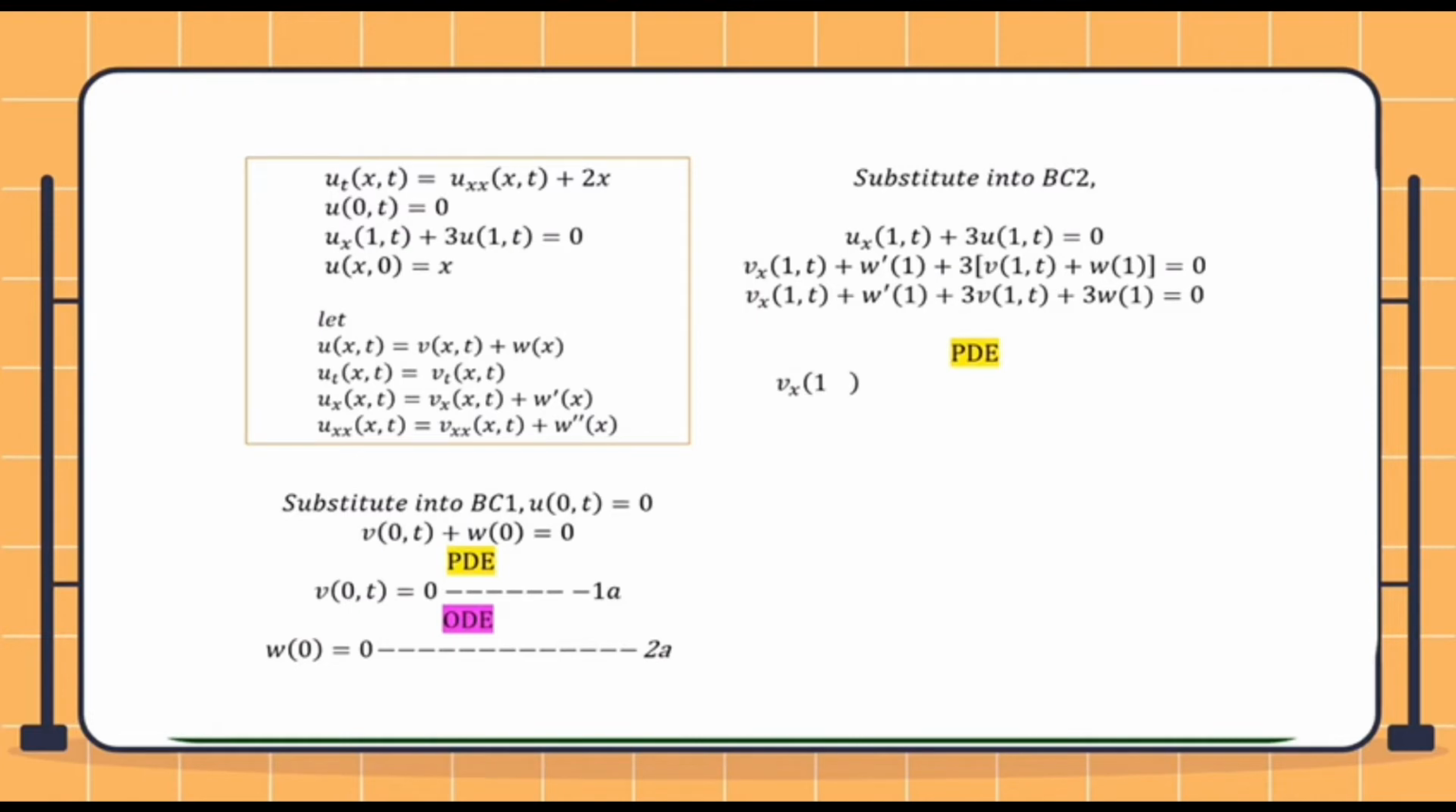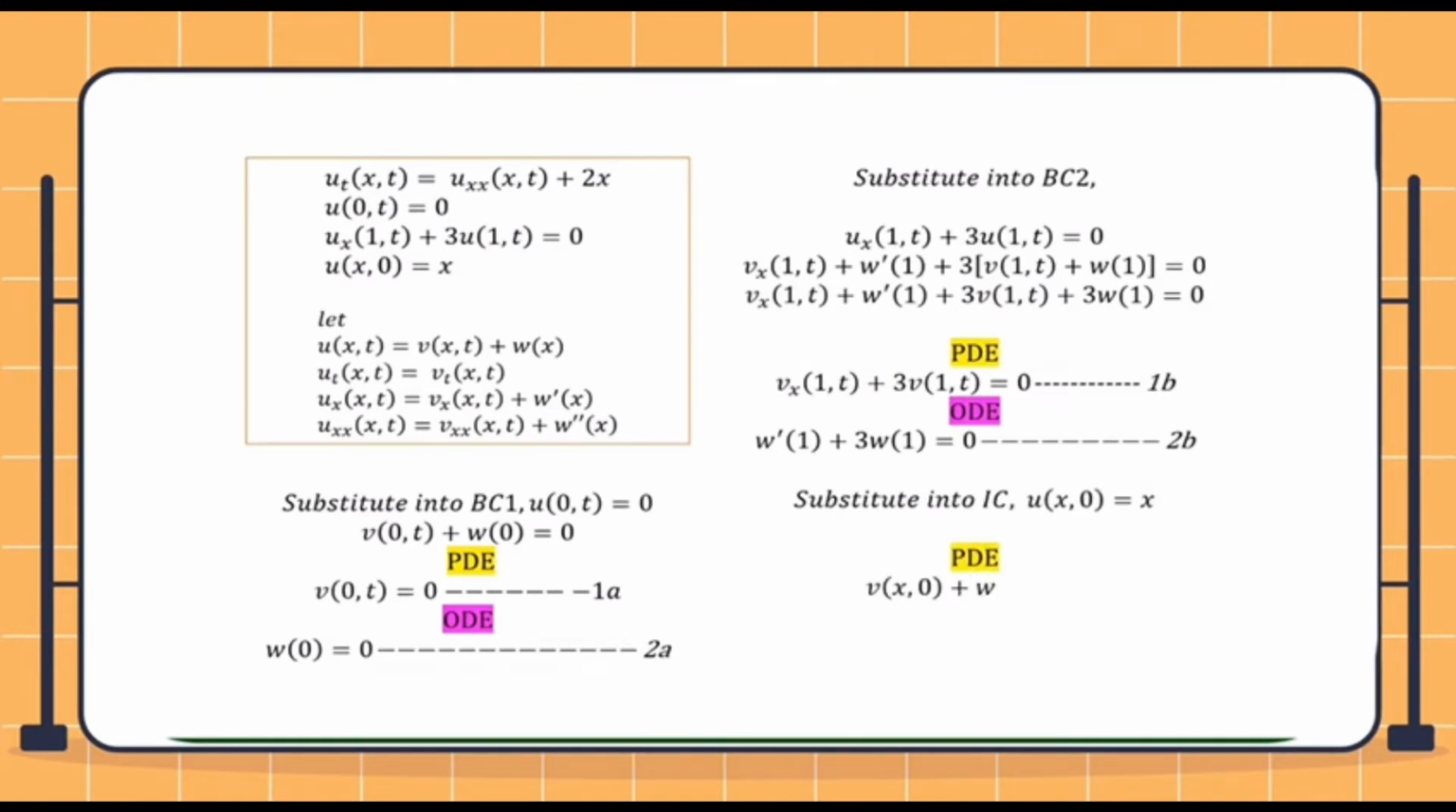At this point, we have actually derived new boundary conditions for both our PDE and ODE models. From BC1, we obtain v(0,t) equal to 0 as the first boundary condition for the PDE model, while w(0) equal to 0 as the first boundary condition for the ODE model. As for the BC2 substitution, the second boundary conditions for PDE and ODE are named as 1b and 2b respectively. Unlike BC1 and BC2, substitution into IC only produces an equation for PDE, labeled as 1c.